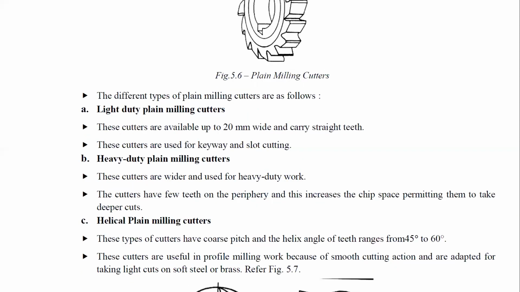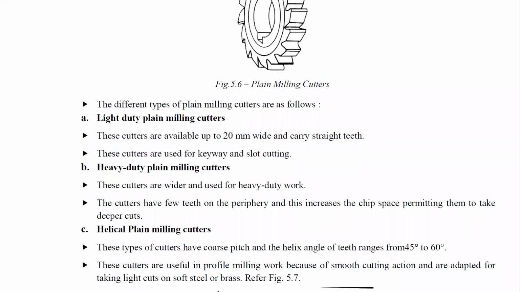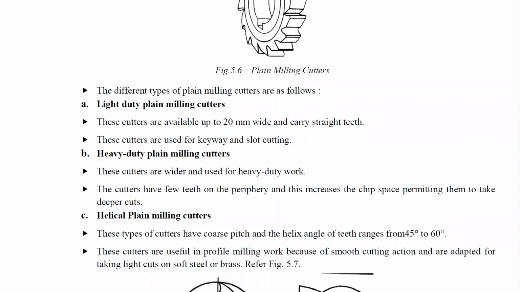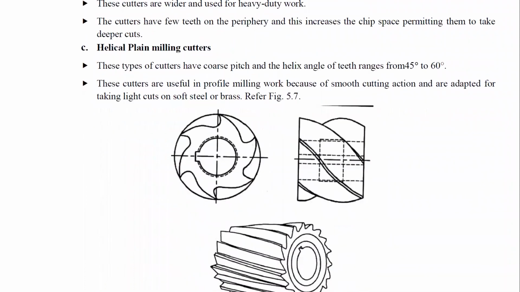Second one is the heavy duty plain milling cutter. These cutters are wider and used for heavy duty work. These cutters have few teeth on the periphery and this increases the chip space, permitting them to take a deeper cut. Then the helical plain milling cutters.